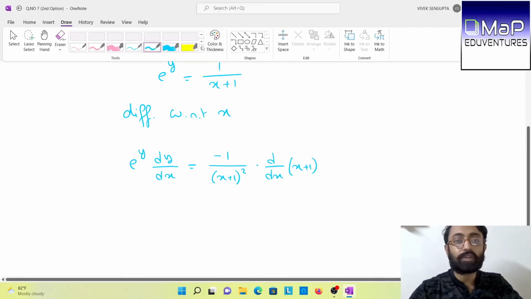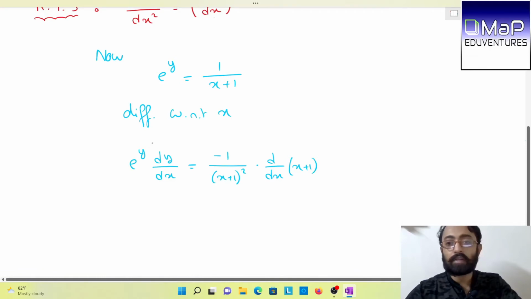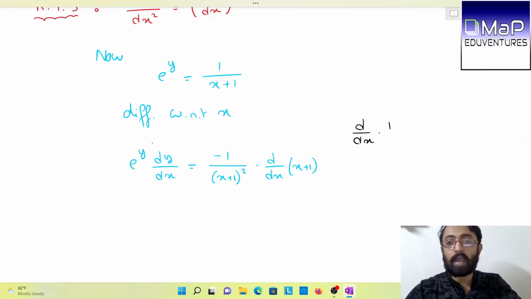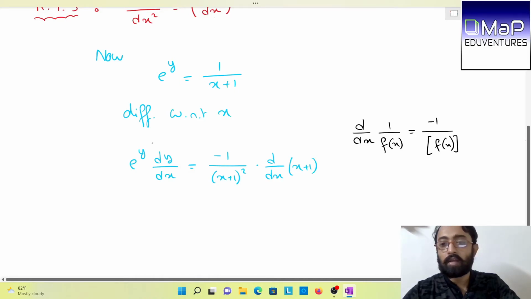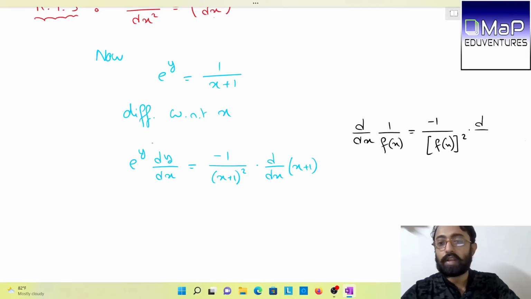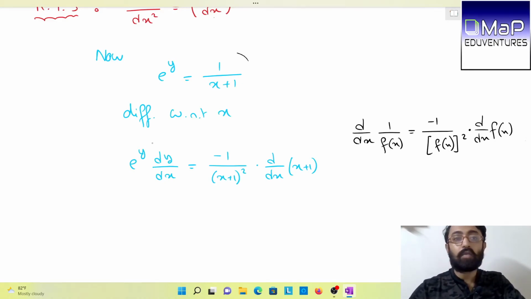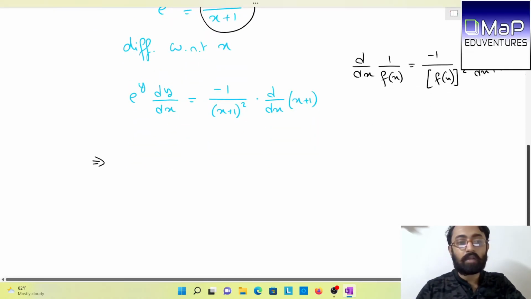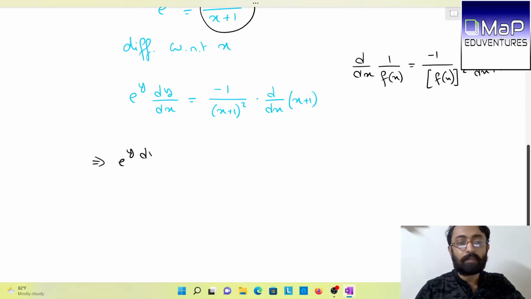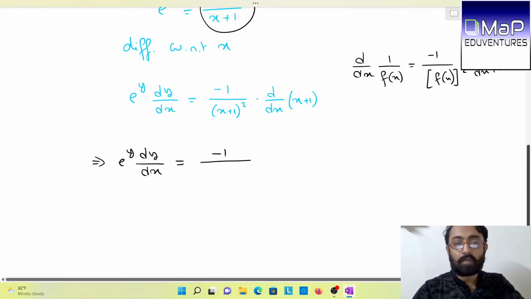If there is any confusion, remember this form: d/dx of 1 by f(x). If any function is in reciprocal form, then directly we write minus 1 by f(x) square into d/dx of f(x), the chain rule. So here we directly apply the formula, because our question is given in the form 1 by f(x). All right, so now we keep e to the power y dy by dx equals minus 1 by x plus 1 whole square into 1.